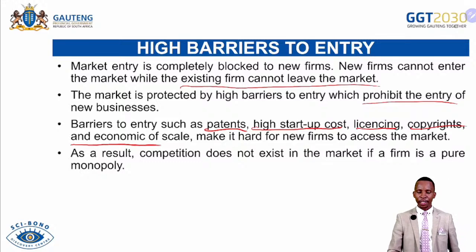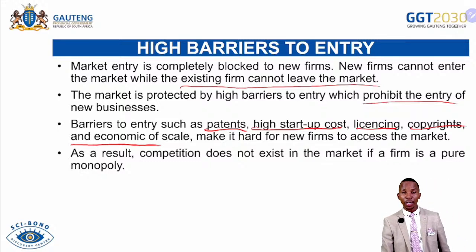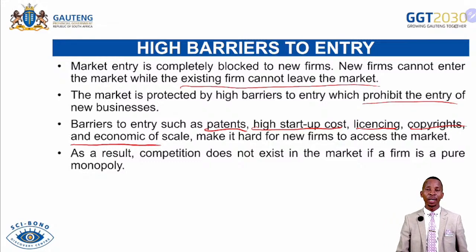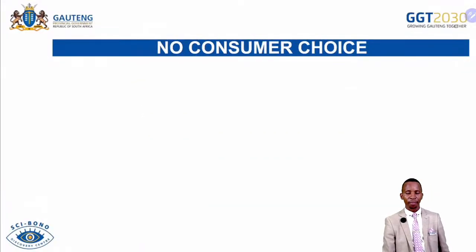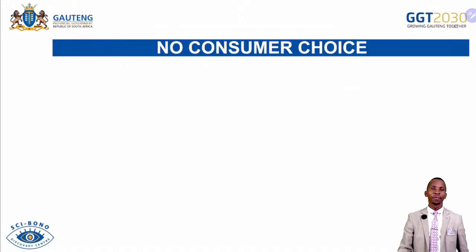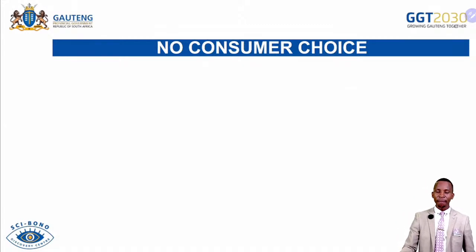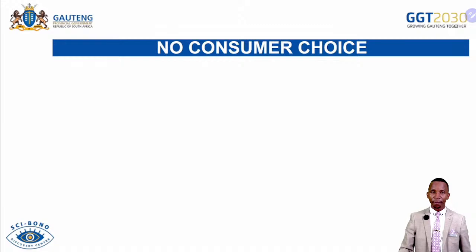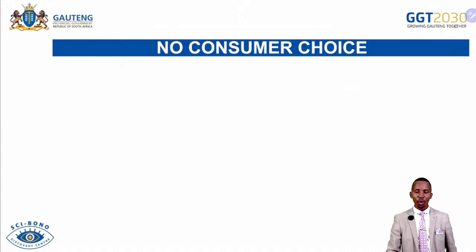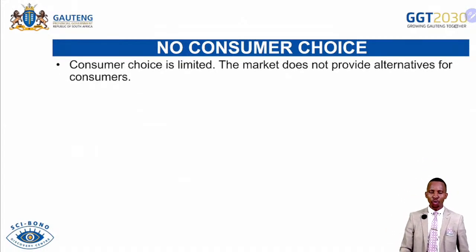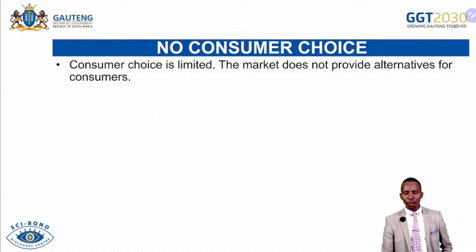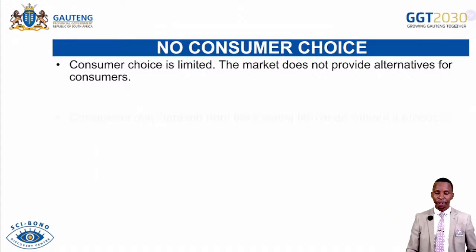If a firm is a pure monopoly, for the pure monopolies, there is no competition at all. The firm is the only supplier of a unique product. There is no consumer choice. Consumers in here do not have any choice. So that means consumers are obliged to demand the product from the only supplier that is available within the market. Consumer choice is limited. The market does not provide any alternative for consumers.